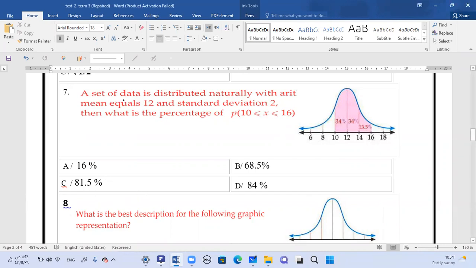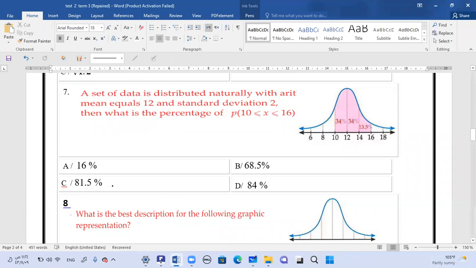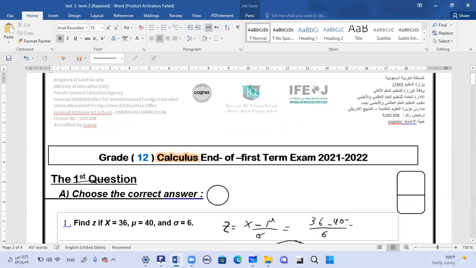But I say to you find the distribution of the standard percentage. I need the percentage in the area between 10 and 16: 34, 34, 13.5. You only need to add: 34 plus 34 plus 13.5. Another part, 81.5.